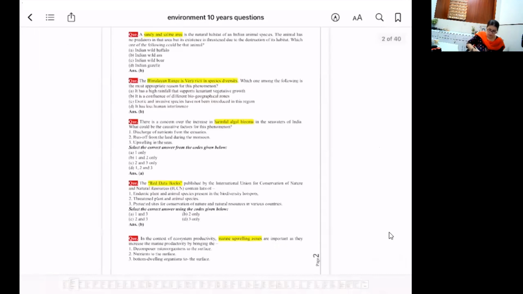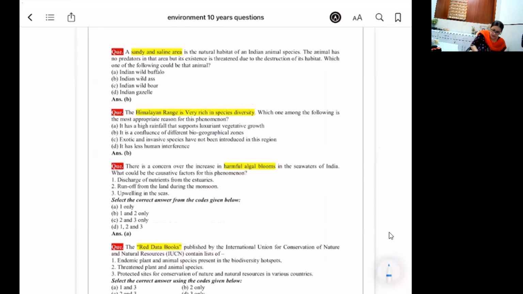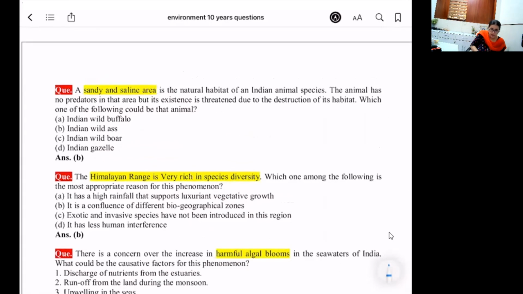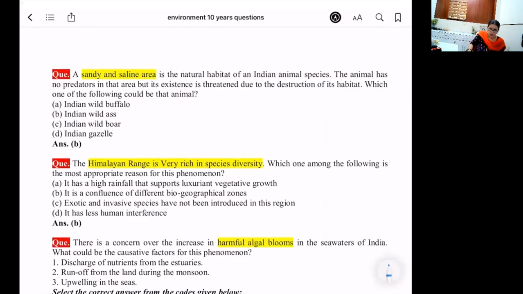If I go with the very basic type of questions that have been asked in the question paper relating to something that is absolutely ecology, see this question, I'm going very random with our question paper analysis. I have attached this as a link to this video, so you can certainly have a look at it. See this: a sandy and saline area is a natural habitat of an Indian animal species, has no predator in that area, but its existence is threatened due to the destruction of the habitat.